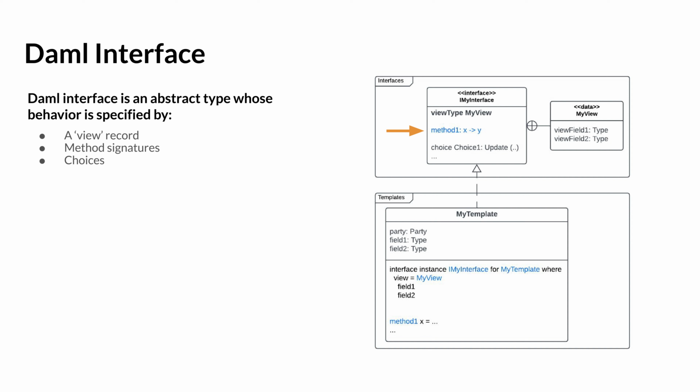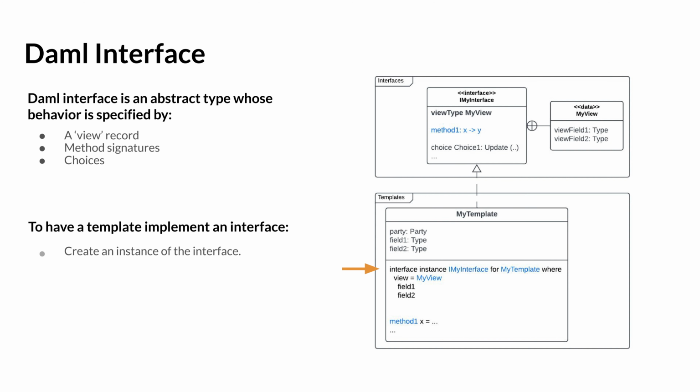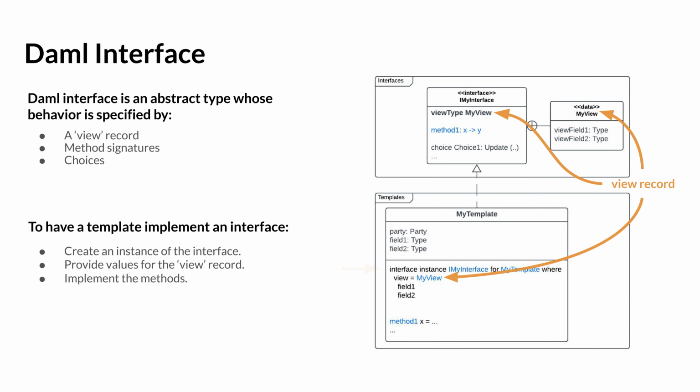The second component is the method signatures. These methods need to be implemented by the template that implements this interface. The third component is the choices that the template will get when implementing this interface. The choices are fully coded in the interface body, but they use the methods that are yet to be implemented by the template. There are three key tasks for a template to implement an interface. First, create an instance of the interface. Second, provide data for its view record. Third, implement its methods.